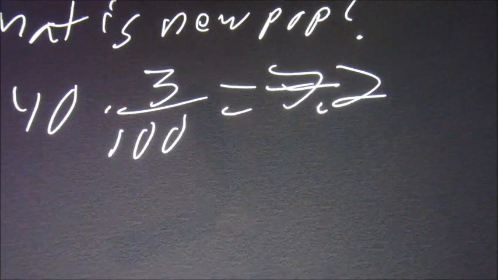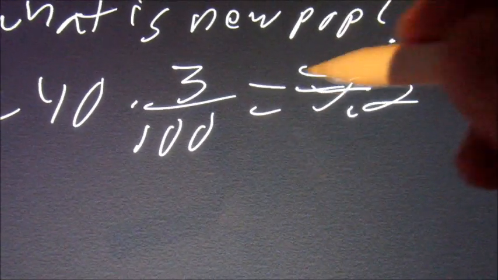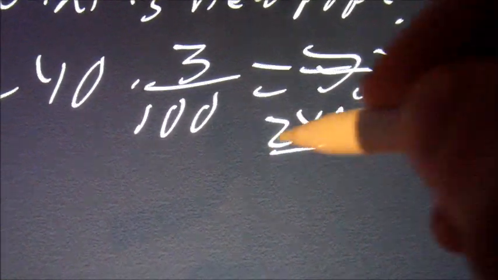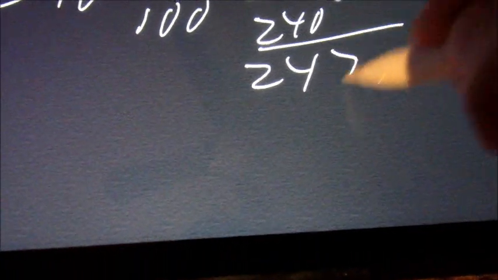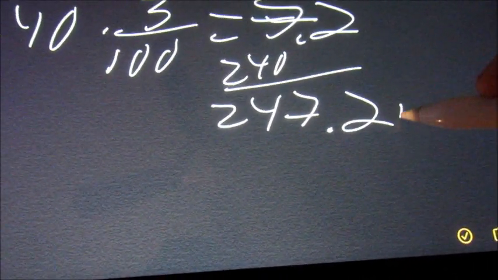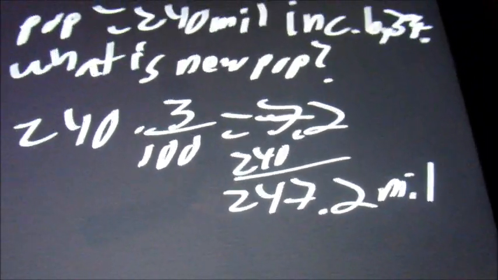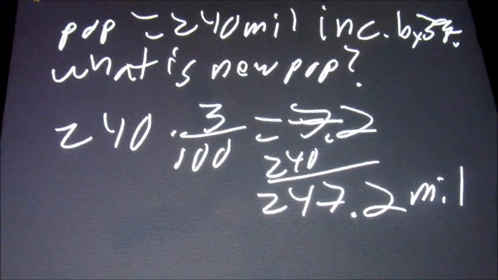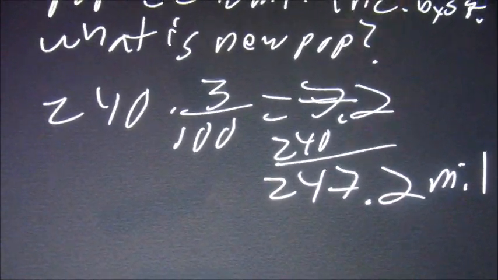And so now we need to find out what the new population is by adding the 240. So our answer is going to be 247.2 million people. That's the new population. Remember that the total is going to be the base, whatever you start with, plus what you increased.